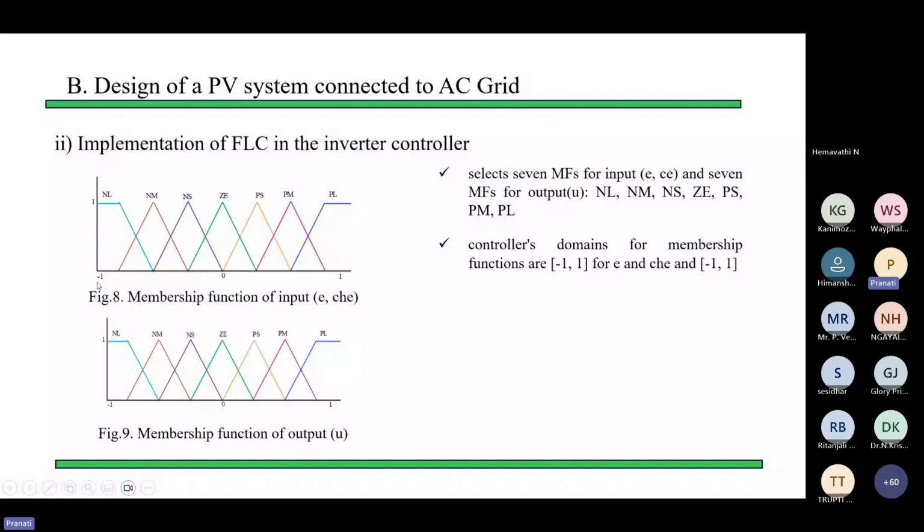And it is arranged in the range of -1 to +1, passes through 0. These are the membership functions. These same membership functions are used for the input, as well as 7 membership functions are used for the change in error. Similarly, 7 membership functions are used for the output control.